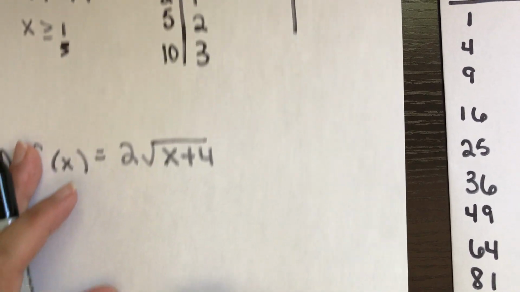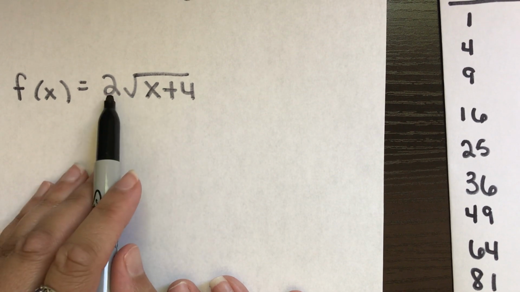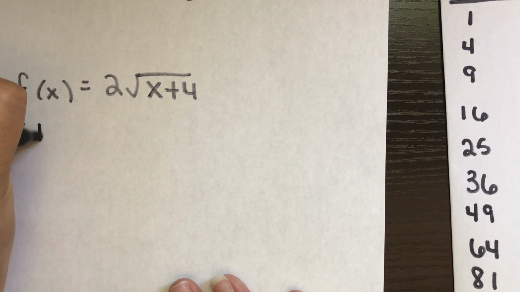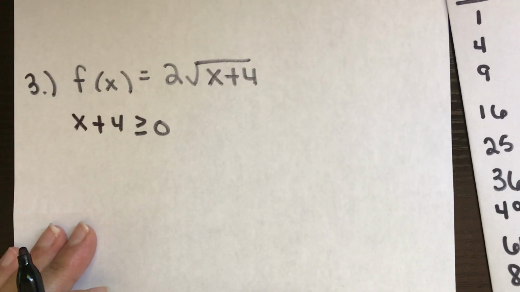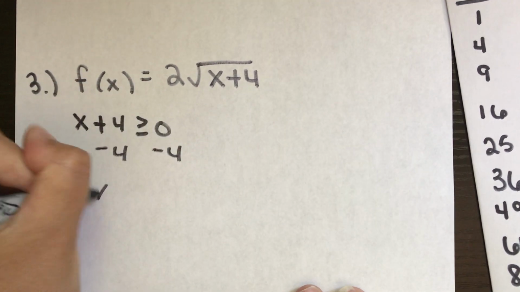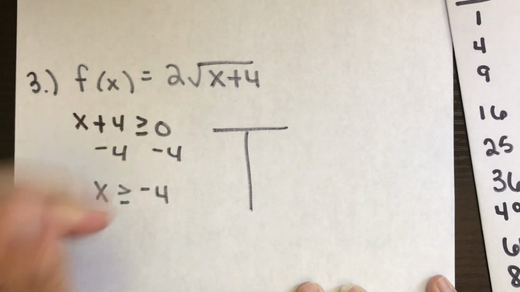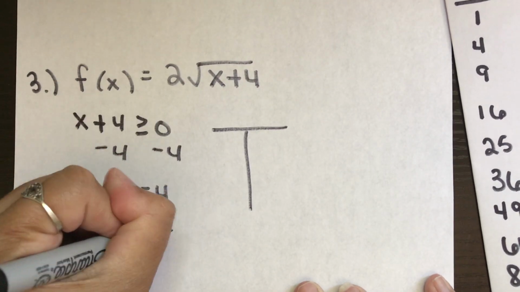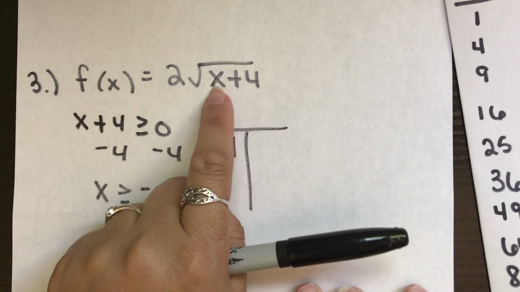Now let's look at one last one. Here I have a number outside of the square root. That is okay. I'm still taking whatever is underneath and setting it greater than or equal to 0. So x plus 4, I'm subtracting 4. x has to be greater than or equal to negative 4. So my first number in my table has to be whatever this is, negative 4.